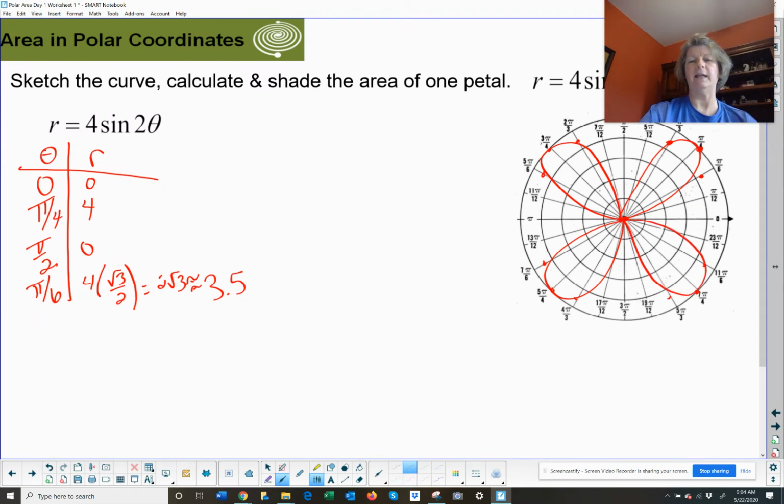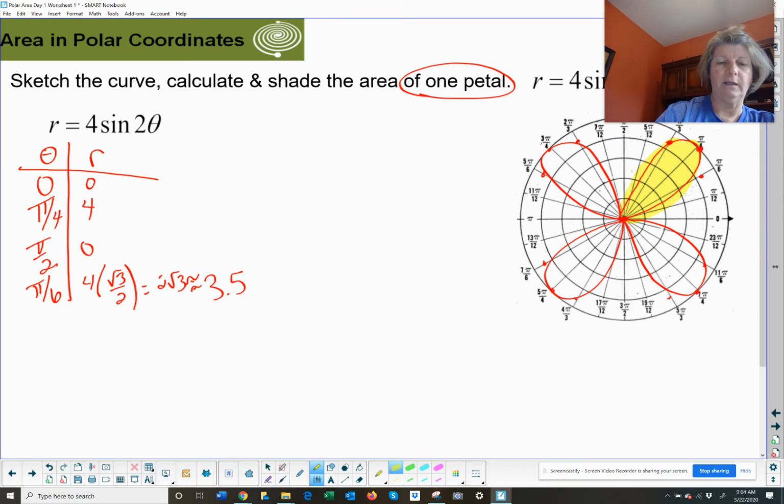Okay, so we've got our rose curve done in. They just want us to find the area. Let's go ahead and shade one petal in. I think the easiest one's going to be to grab the quadrant 1 petal and talk about the area a bit. So now I just need to come up with what are my bounds.